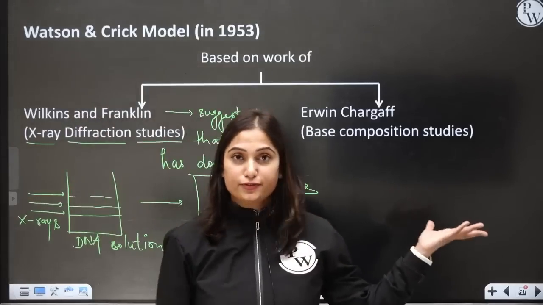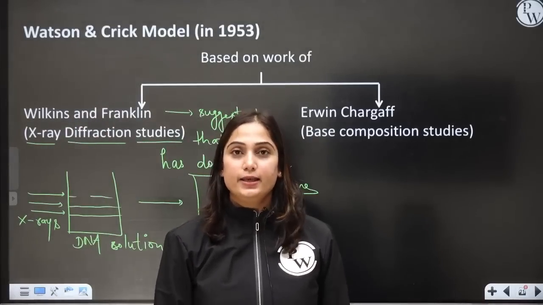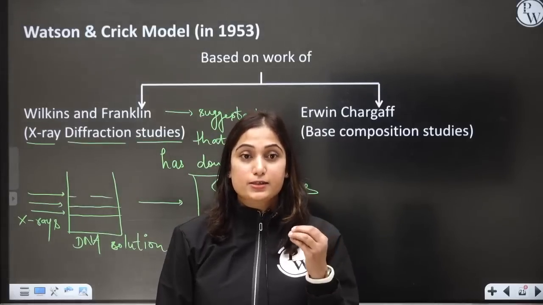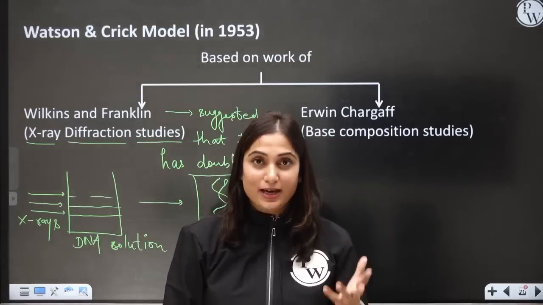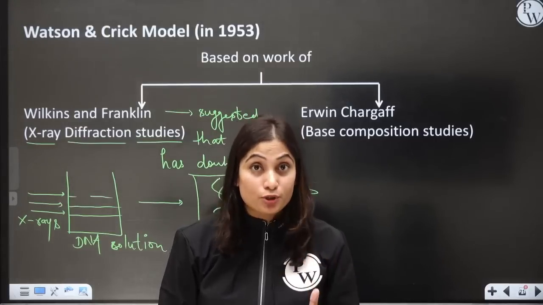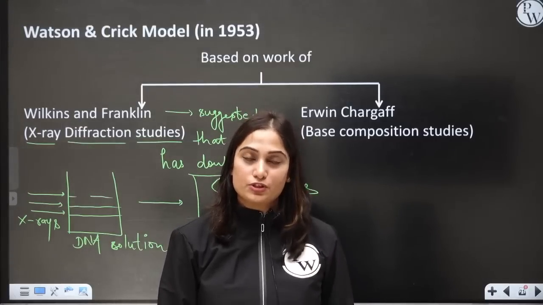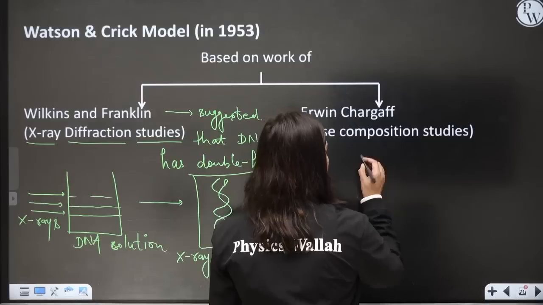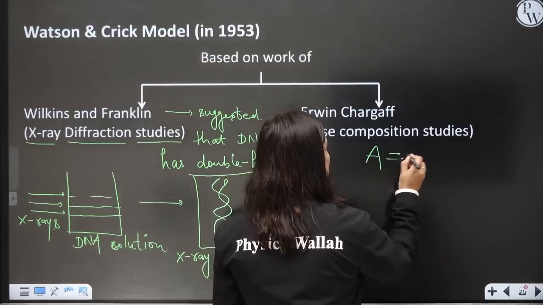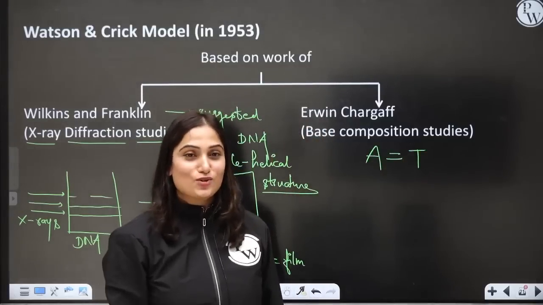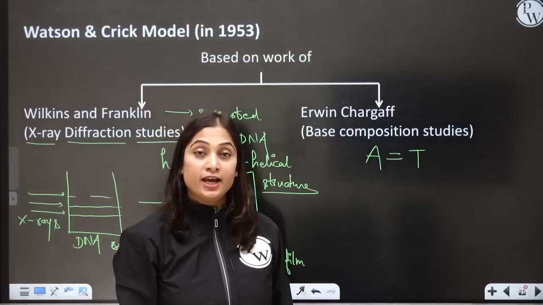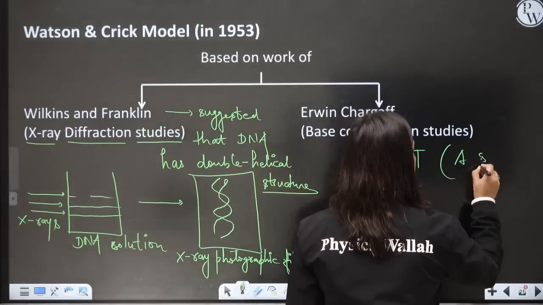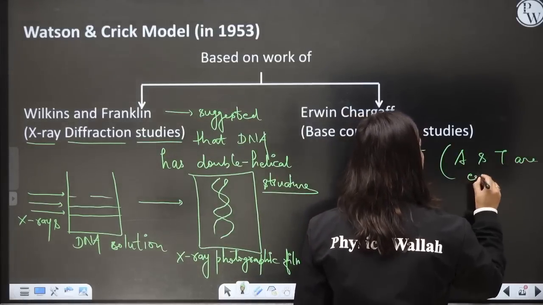Yes, Erwin Chargaff, what did he do? He did the base composition studies. That means he tried to understand what bases DNA is composed of and in what proportion. So he did the base composition studies, and he found out that adenine is always equal to thymine. That means adenine and thymine are always equimolar in the DNA.